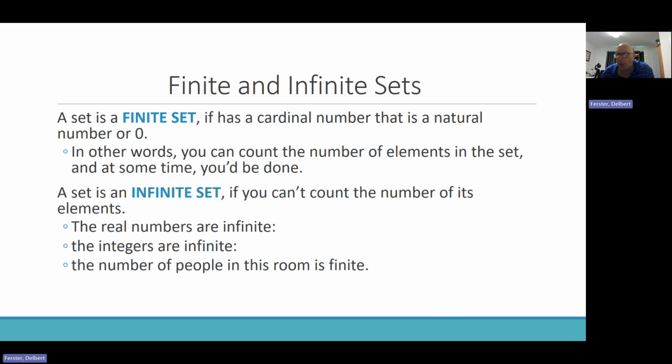The number of people in this room, provided we were all in a room, would be finite. We could count them. We could actually say this is the last person in the room, and we would not have any other people. So finite says you can count them all. So the cardinal number is either 0 or 1 or 2 or 3 or some natural number. So if you can count them and eventually be finished, the set's finite. If you can't count them, the set's infinite.